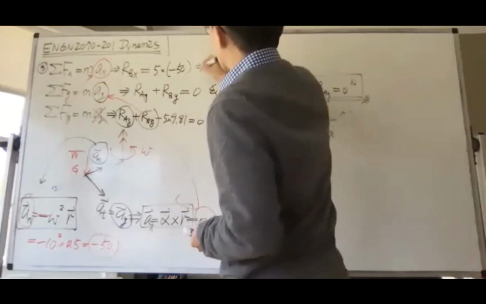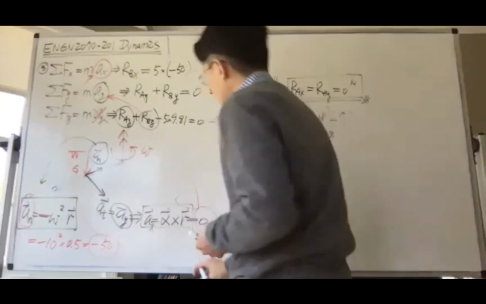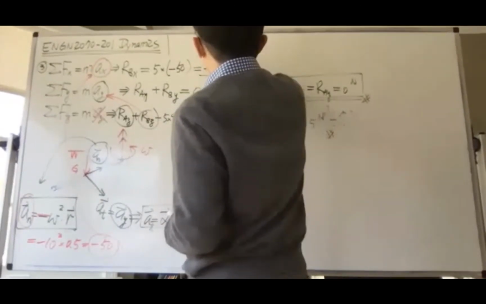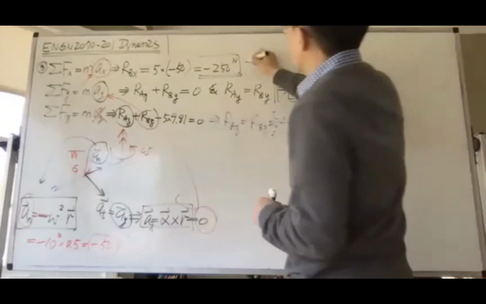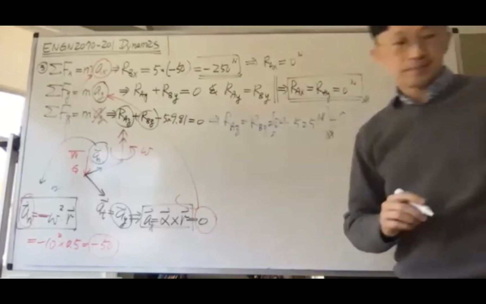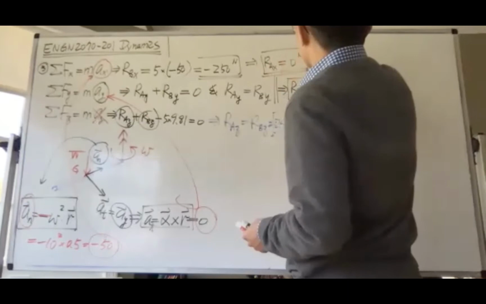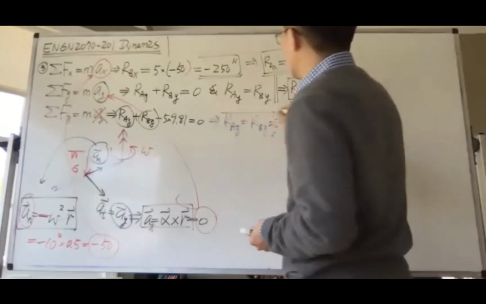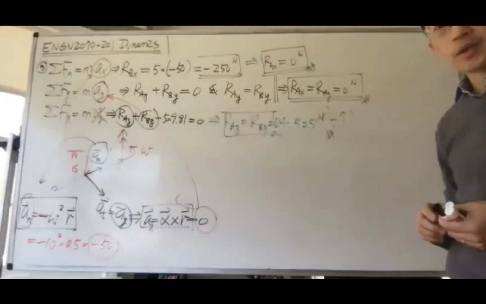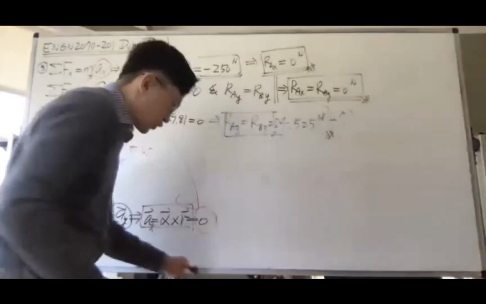Then we have, of course, RBX. This one is negative 250 newtons. That's for RBX, and RAX will be 0 newtons. With that, we found all 6 of them, the reactions at point A and point B. Okay, any questions on this?